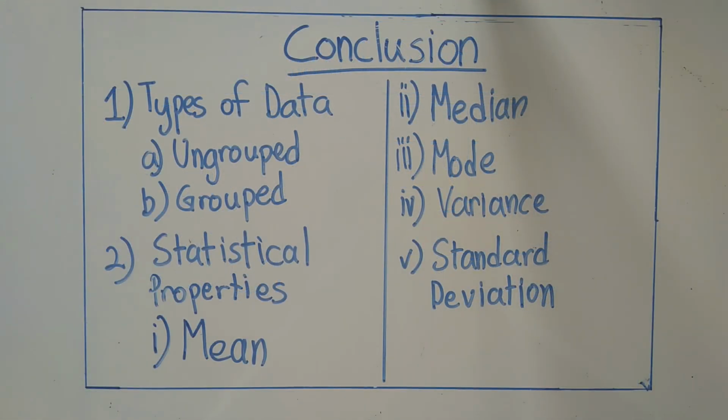In conclusion, we have learned about two types of data, which are the ungrouped and grouped data. We have also learned 5 statistical properties such as the mean, median, mode, variance, and standard deviation.